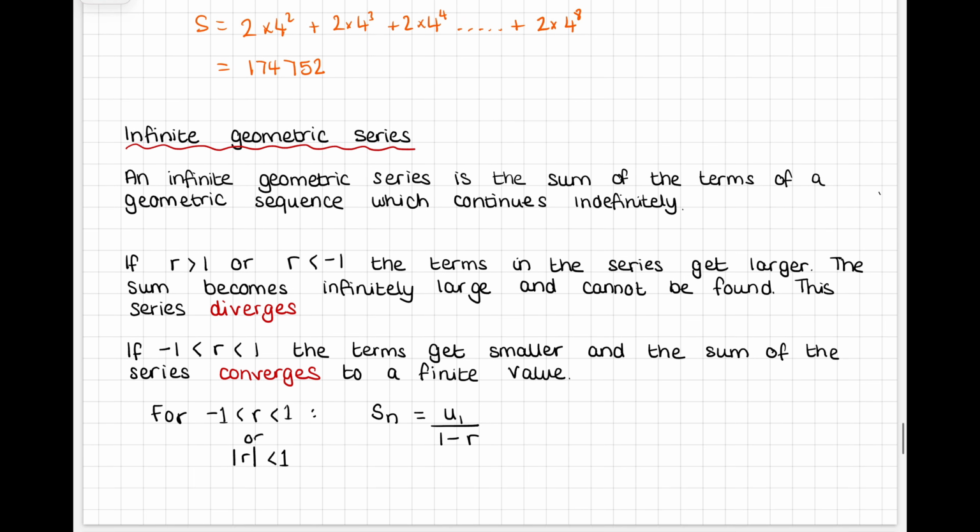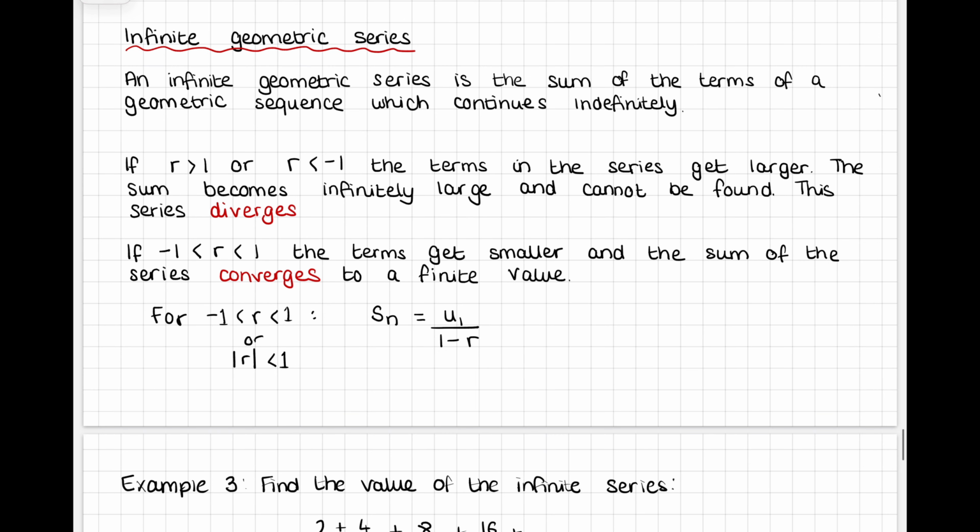Next, we also have infinite geometric series. So an infinite geometric series is the sum of the terms of a geometric sequence which continues indefinitely. If r is greater than 1 or r is less than negative 1, the terms in the series get larger and larger and larger, and the sum becomes infinitely large. So if we think if r was 2, we keep on multiplying every number by 2. Eventually, we're going to get to infinity if that number was to exist. And we don't know what that value is, and what that is called is this series diverges because the numbers get infinitely large. Now, if our r value is between negative 1 and 1, the terms get smaller and smaller and smaller, because if our r was a half, every number we're halving each time, the numbers are going to get smaller and smaller. That means the series converges to a finite value.